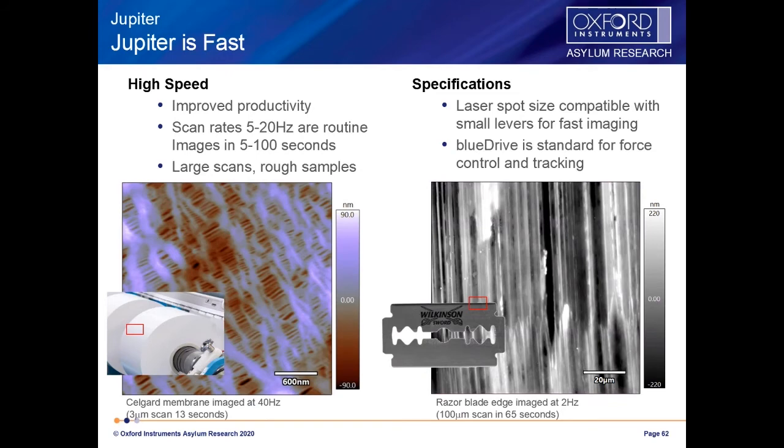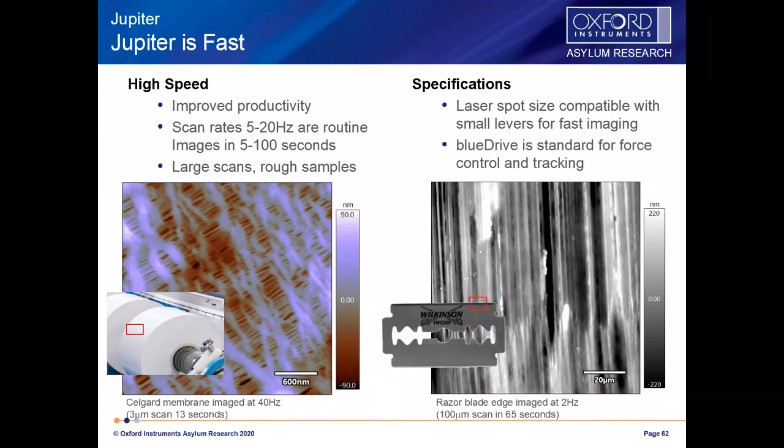The instrument is fast, so it can frequently scan at scan rates in the range of 50 to 20 Hertz while maintaining very large scan sizes. So you will now be able to get lots of measurements quickly and not spend too much time in front of the AFM, and also get nice results without compromising on data quality. The example on the left bottom is a Celgard battery separator membrane. Imaged at 40 Hertz, you can still see a very nice high resolution image. This measurement only took 13 seconds.